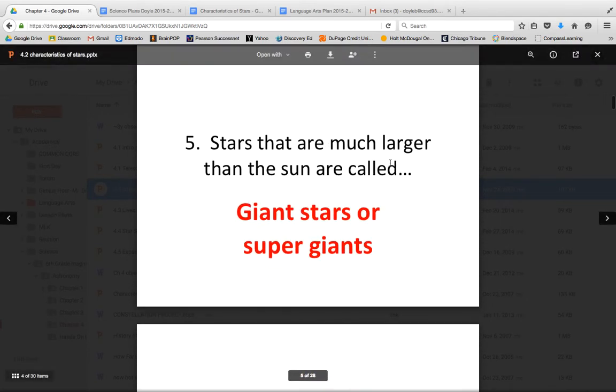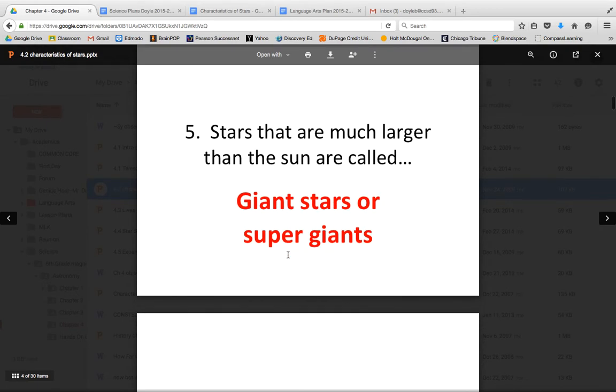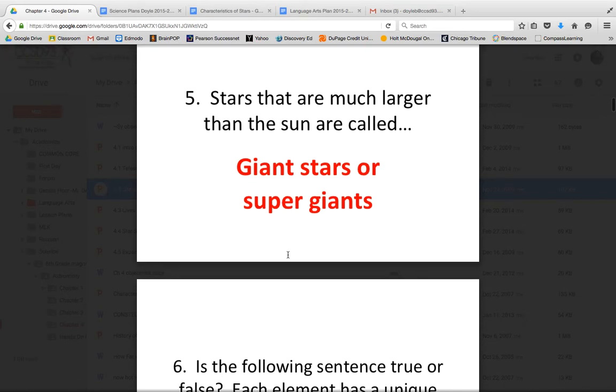Stars that are much larger than the sun are giant stars or supergiants. Our sun is only a medium-sized star.